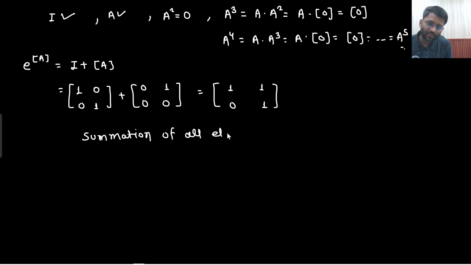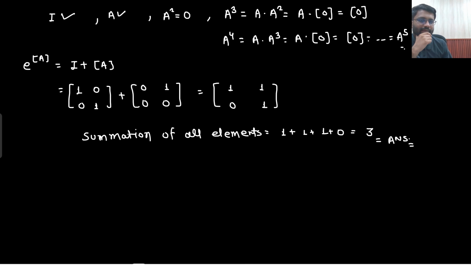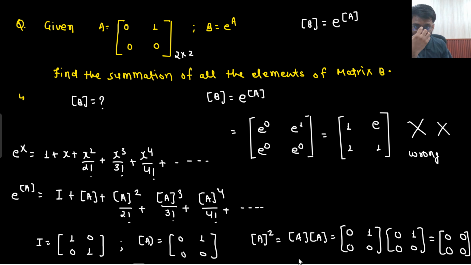Summation of all elements. What is that? 1 plus 1 plus 1 plus 0. That is equal to 3. That's it. This is the answer. Okay, this was the question. It was a good question. I just wanted to let you know the meaning of e to the power A. That's it. This was my target.